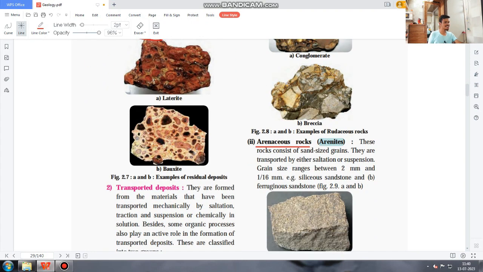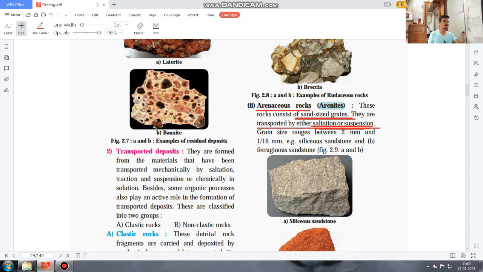Arenaceous rocks have sand-size grains. They are transported by saltation or suspension. What I'm underlining double, you have to remember very nicely. Arenaceous came in 2023, I guess. Their size is this. Examples are siliceous sandstone and ferruginous sandstone. So arenaceous consists of sandstones only.